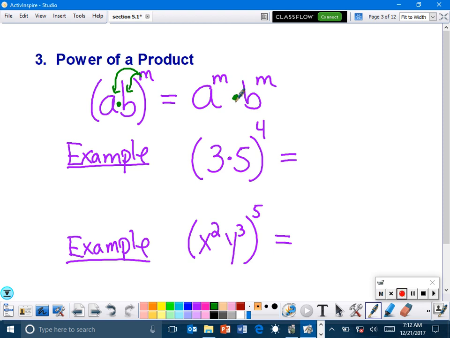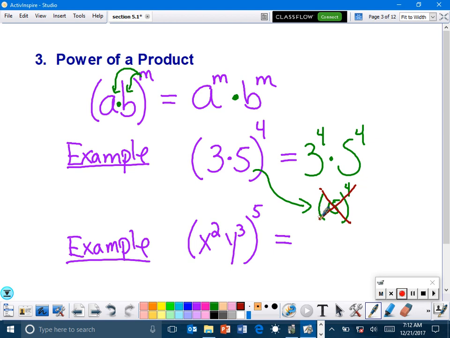Like this one, 3 times 5 to the 4th is the same as 3 to the 4th power times 5 to the 4th power. Now you cannot multiply the bases once you get 3 to the 4th power times 5 to the 4th power. You could have multiplied the 3 and the 5 together first, and that would be 15 to the 4th power, but that would defeat the point of this property and showing you an example of it.